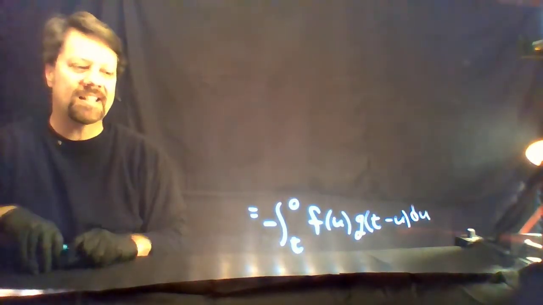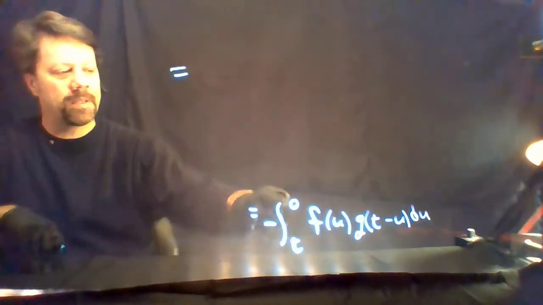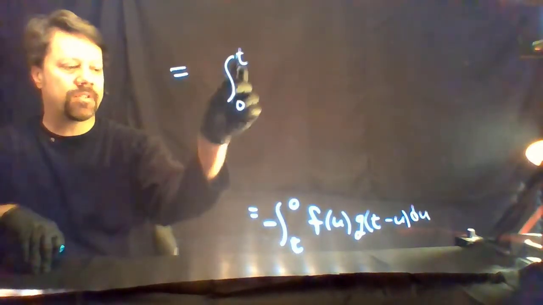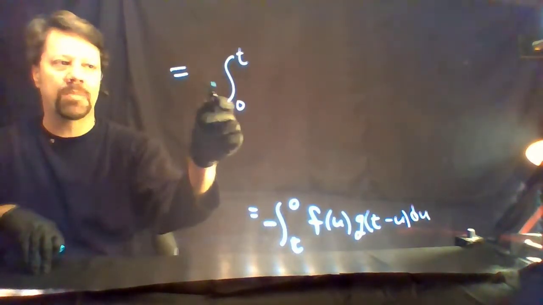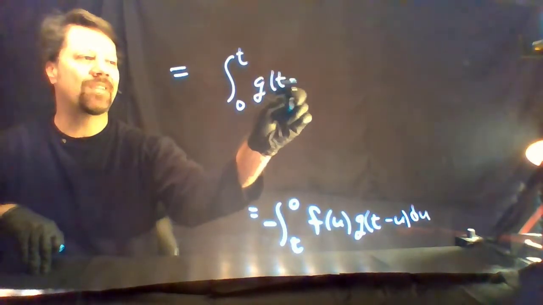We'll rewrite this integral by doing a couple things. First, we'll flip the order of integration from t to 0 to 0 to t, and that changes the sign to a plus. Let's also rewrite the order in which the integrand is written.